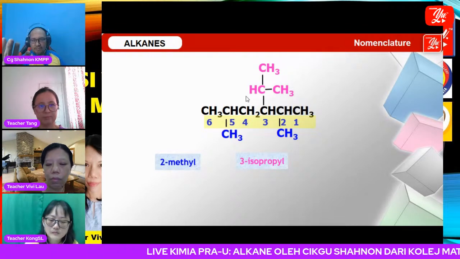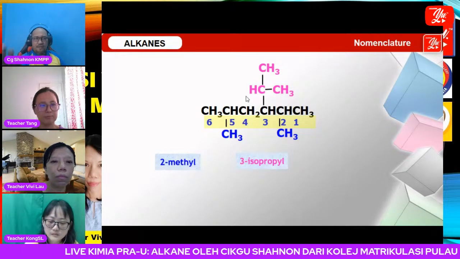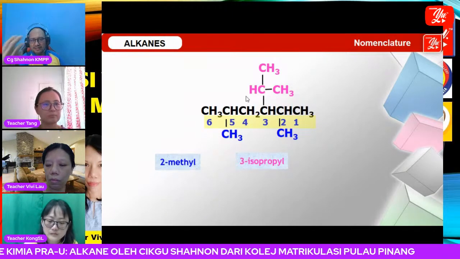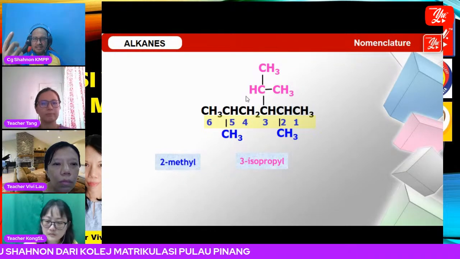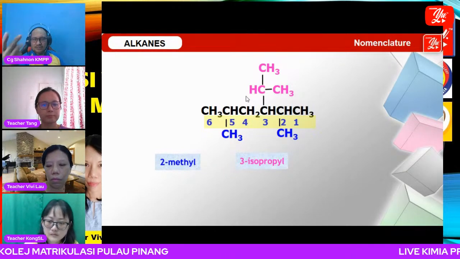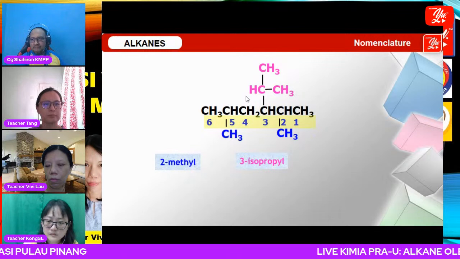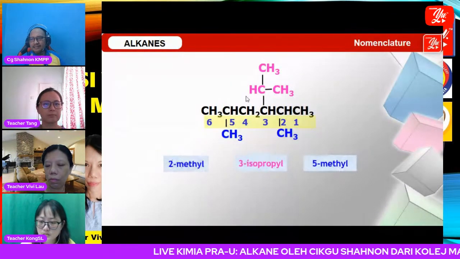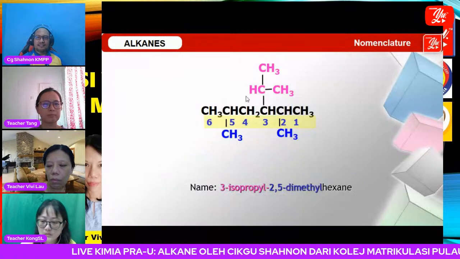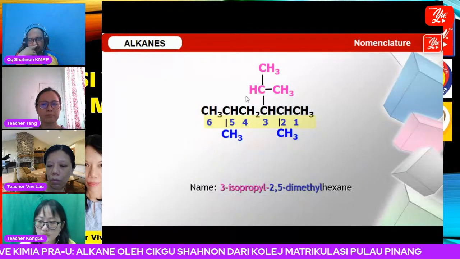For four carbons, we have 4 isomers: butyl, isobutyl, sec-butyl, and tert-butyl. And at carbon number 5, we have methyl, and it becomes 3-isopropyl.